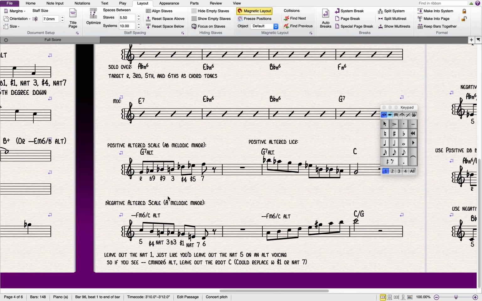And it has a really cool sound. It's a melodic minor, but it has a very, very interesting sound over the F minor 6.